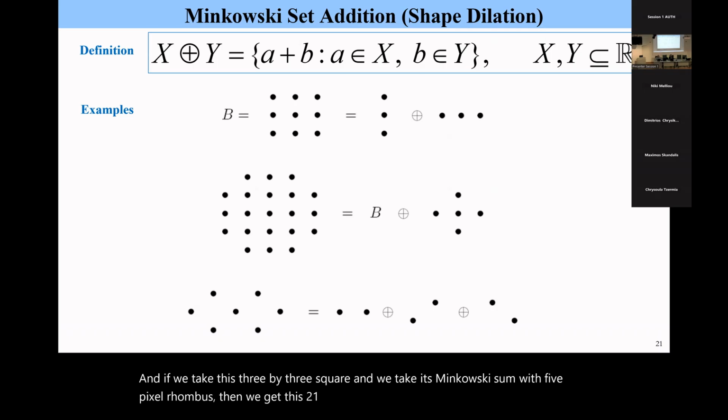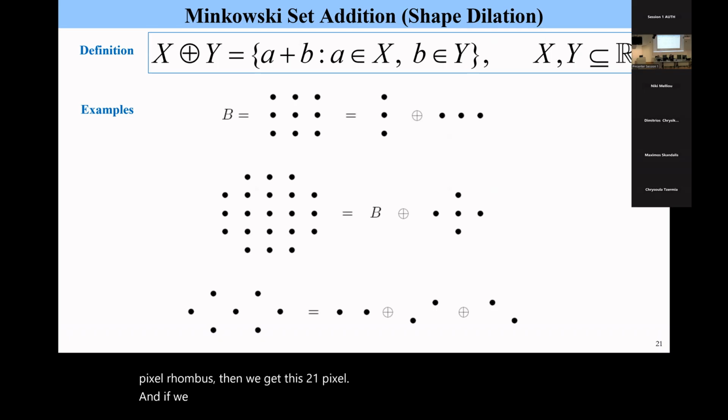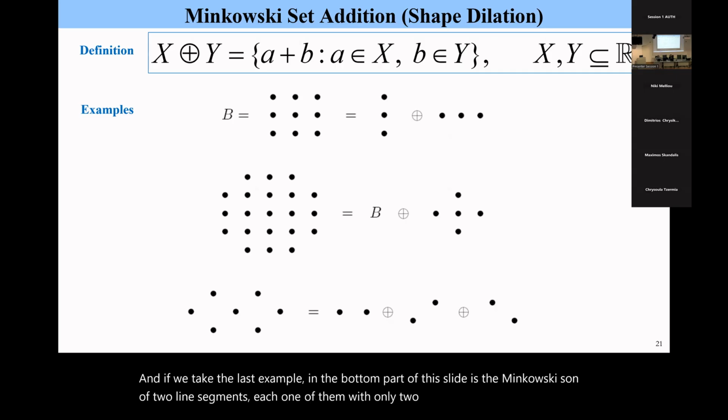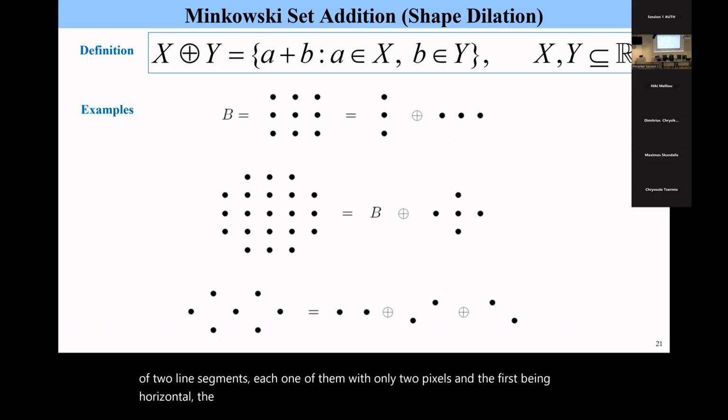21-pixel octagon. And the last example, in the bottom part of this slide, is the Minkowski sum of 2 line segments, each one of them with only 2 pixels, the first being horizontal, the other one forming an angle of 60 degrees, the other one an angle of 120 degrees. The Minkowski sum gives us a 7-pixel hexagon.